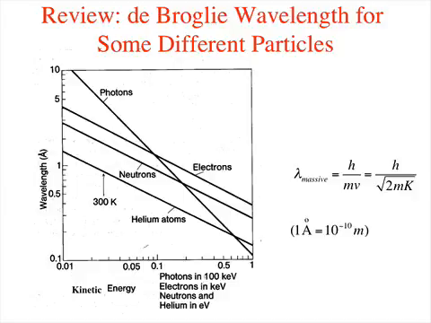In the last segment, we were introduced to the de Broglie relationship between the momentum of an object and its wavelength, which applies both to massless particles, photons, and massive particles such as electrons and neutrons. And in this segment, we want to explore a bit more what this means for the diffraction of electrons.